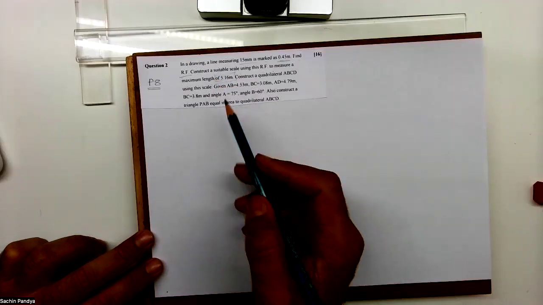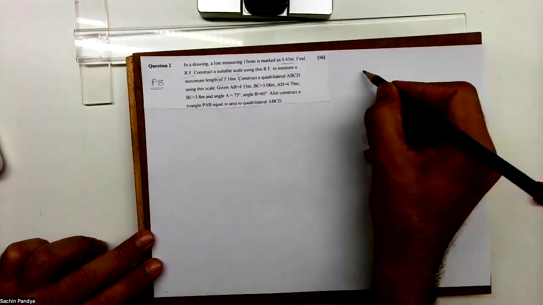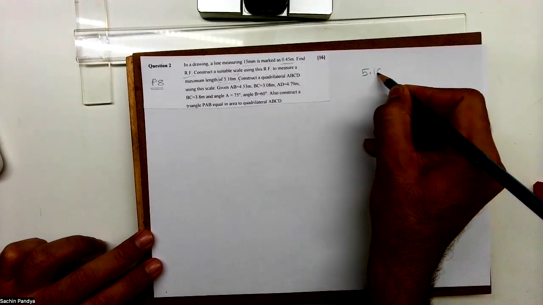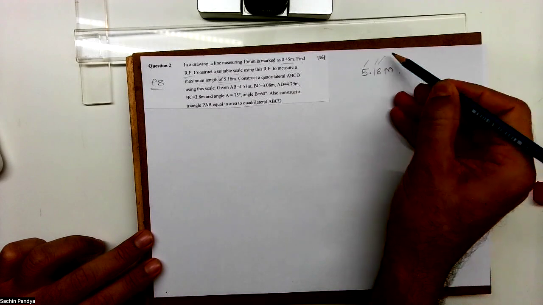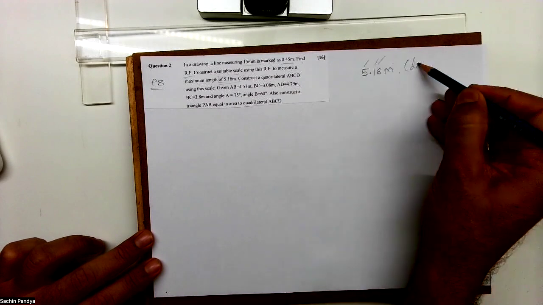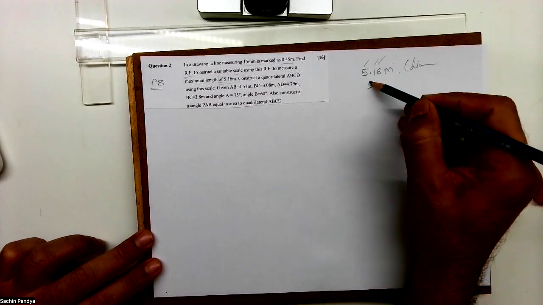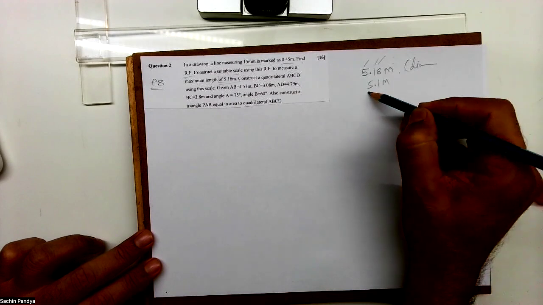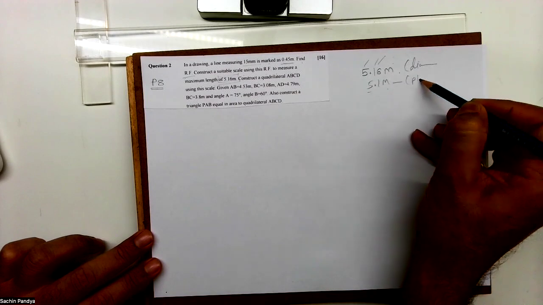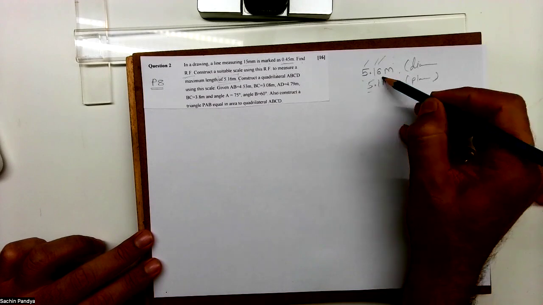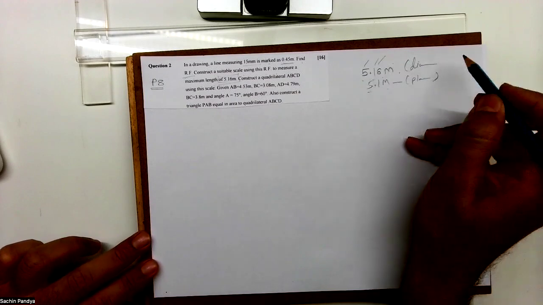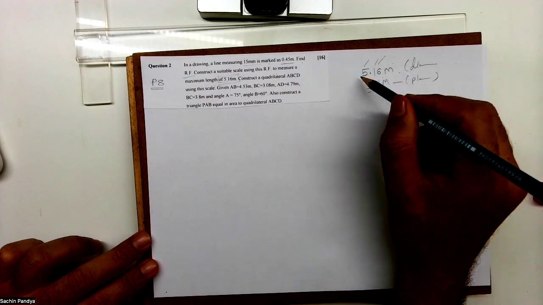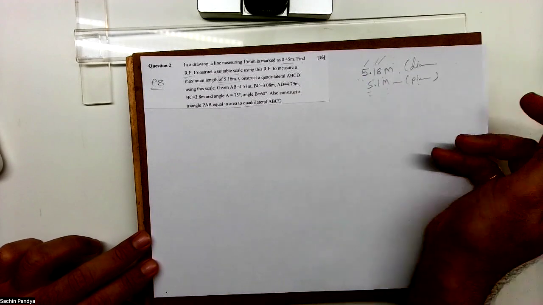So which scale do we have to draw? See, it is 5.16 meter, so it's a diagonal scale. If they had asked 5.1 meter, we could have done a plain scale, but it is 5.16, two decimal places. That's why we are going for a diagonal scale. If it is 5.1, then we can go for a plain scale.